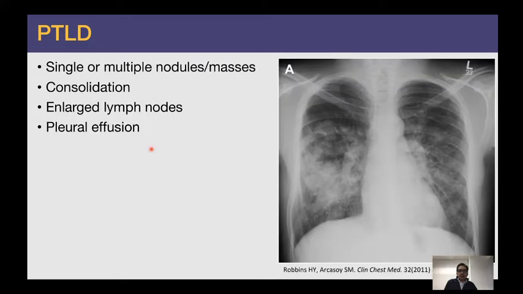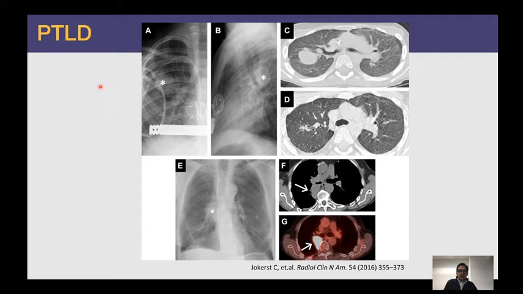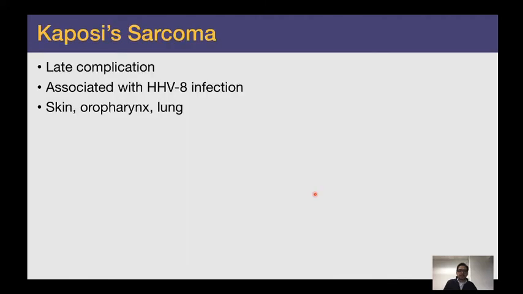Okay, on radiology, you can see single or multiple nodules or masses, consolidation, enlarged lymph nodes, and pleural effusions. And cases of PTLD in a lung transplant are going to have more often lung involvement compared to other organs. So here's some more examples. Just a mass in the lung. That's PTLD. This has that classic mass with air bronchograms look of pulmonary lymphoma. This is another mass in the lung, or perhaps it's a lymph node, I'm not sure.